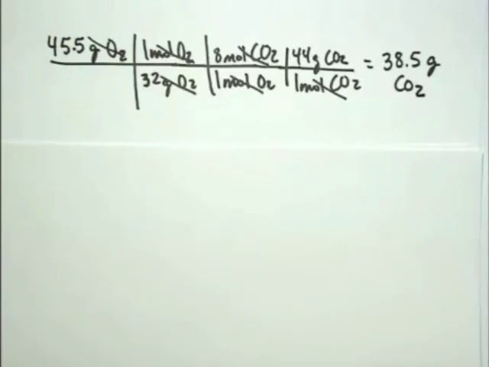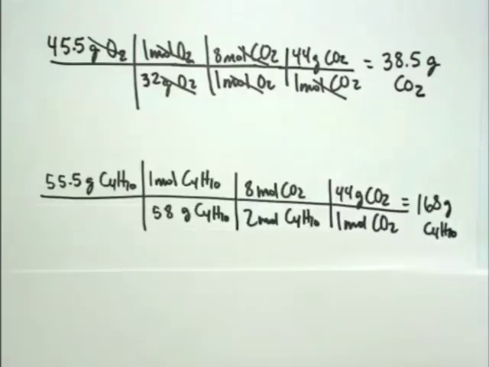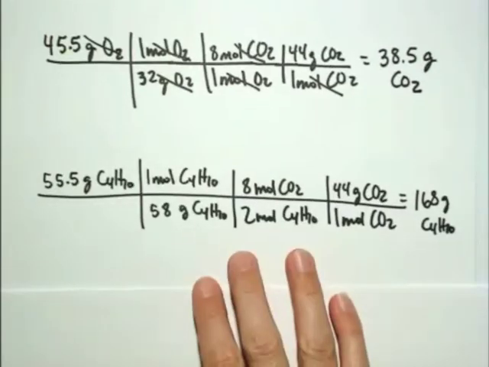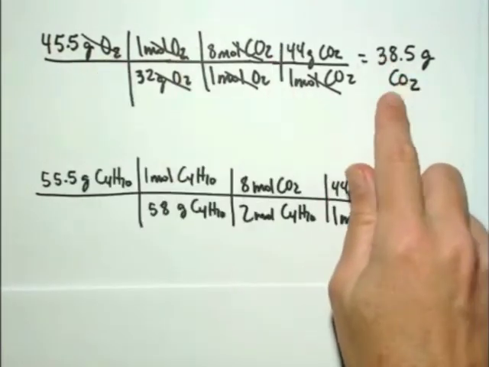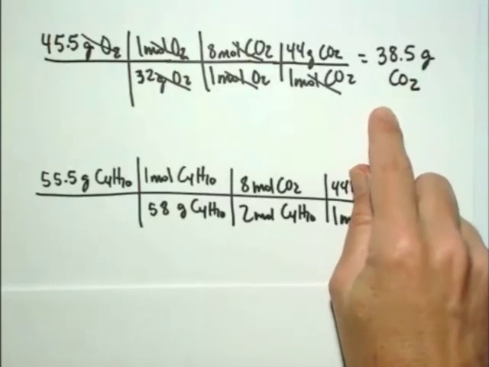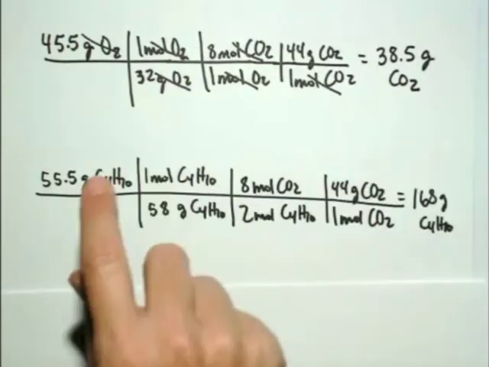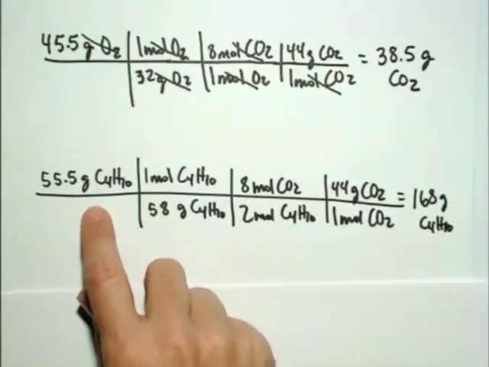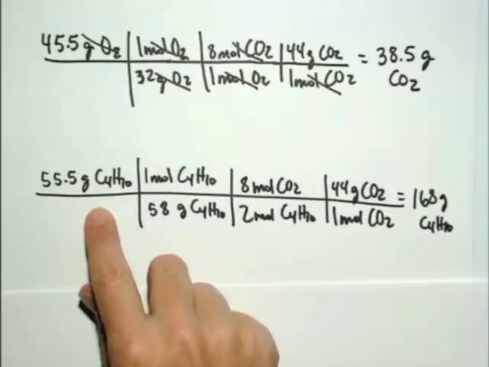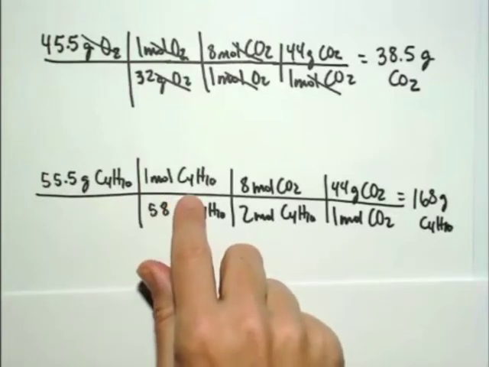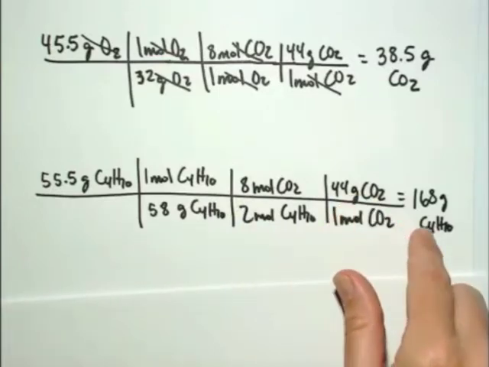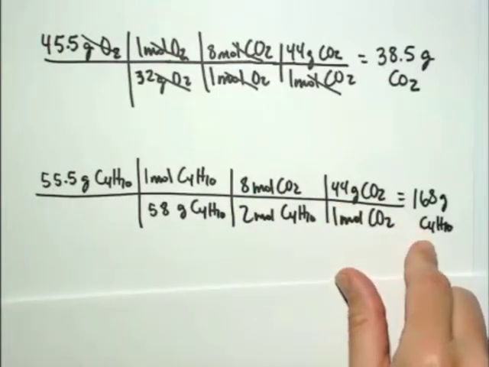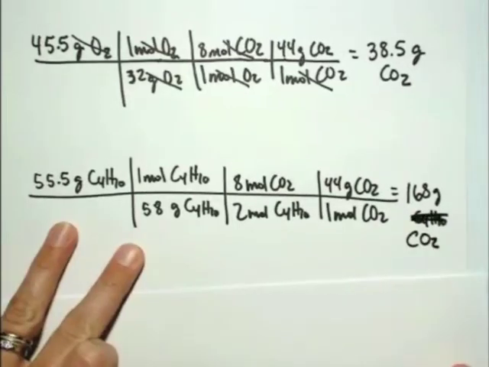And if ratios always give you a problem, another way you can work it is just go ahead and work out the full sequence for both reactants. In this case, you start with the given 45.5 grams of oxygen, and you end up going through your conversion sequence to get 38.5 grams of carbon dioxide. You can also run through the whole thing starting with the other reactant, 55.5 grams of butane, convert to moles of butane, then moles of carbon dioxide, and then grams of carbon dioxide. And in this case, you would predict that you would make 168 grams of carbon dioxide as your product.